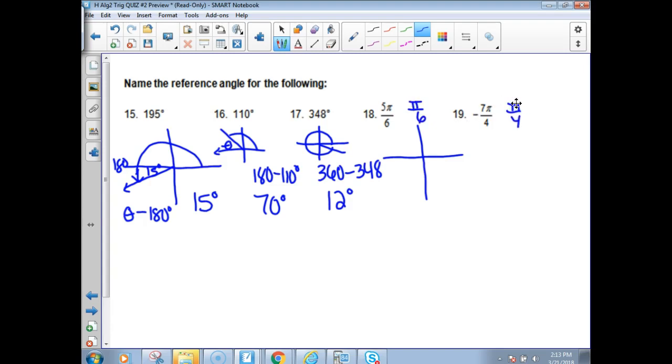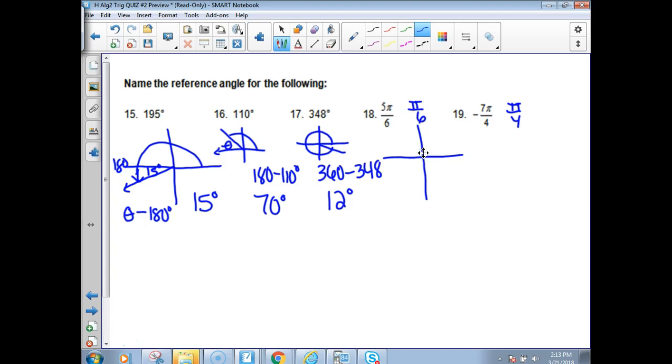Reference angles are never negative. Never. Do not give a negative answer. Okay, and you say, well, how did I know that? Well, this is just multiples of pi over 6. How many pi's over 6? It's 5 of them. So pi over 6 is actually a reference of 30.